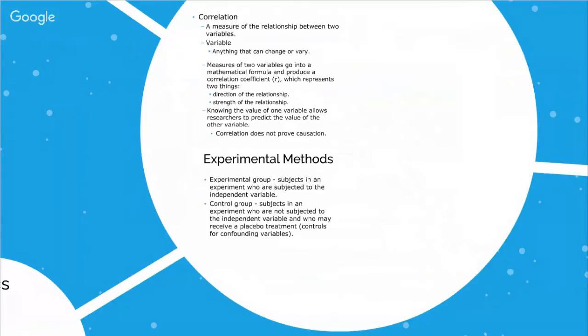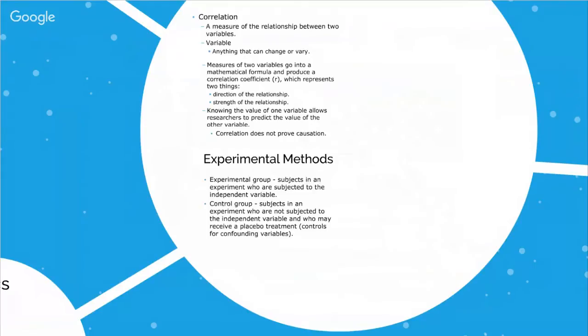The experimental group are the ones who you are actually conducting the experiment on. And it says here subjects in an experiment who are subjected to the independent variable. The control group are subjects in an experiment who are not subjected to the independent variable and who may receive a placebo treatment, which we will discuss in just a minute.